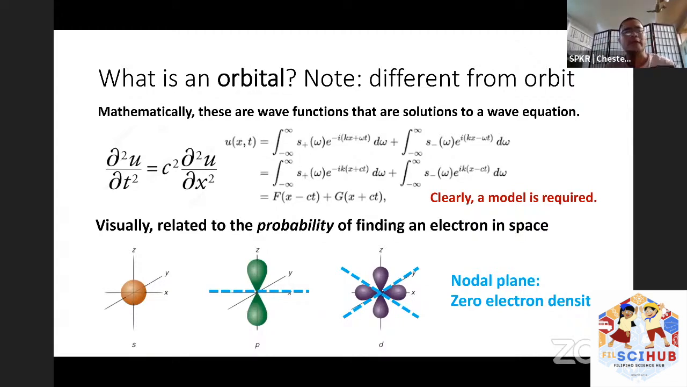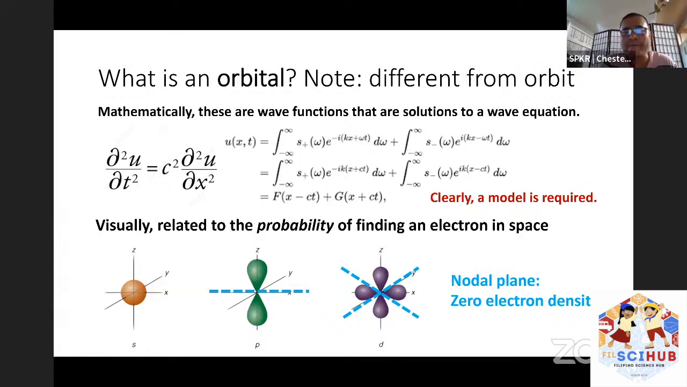Just to take note, the orbital is different from an orbit. Yung orbit is actually a term for the Bohr model. The orbital, on the other hand, is actually used for the Schrödinger or the quantum model. Ano nga ba 'tong orbital na ito? So, medyo tatakutin ko kayo muna.